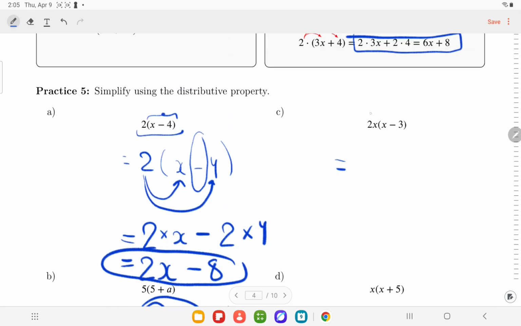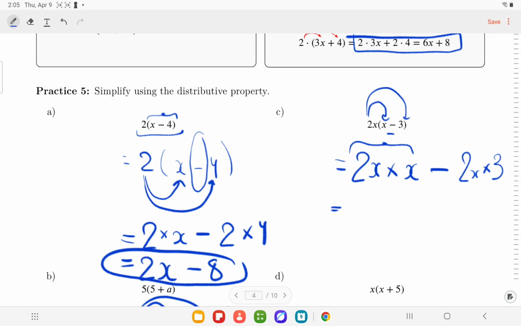Here it's the same idea. They're not like terms, so we need to use distributive property. Here we're going to multiply 2x by x and minus 2x times 3. And following BEDMAS, we're going to do our multiplications first. So 2x times x gives us 2x squared minus 6x. And once again, this cannot be further simplified, so it is left as is.